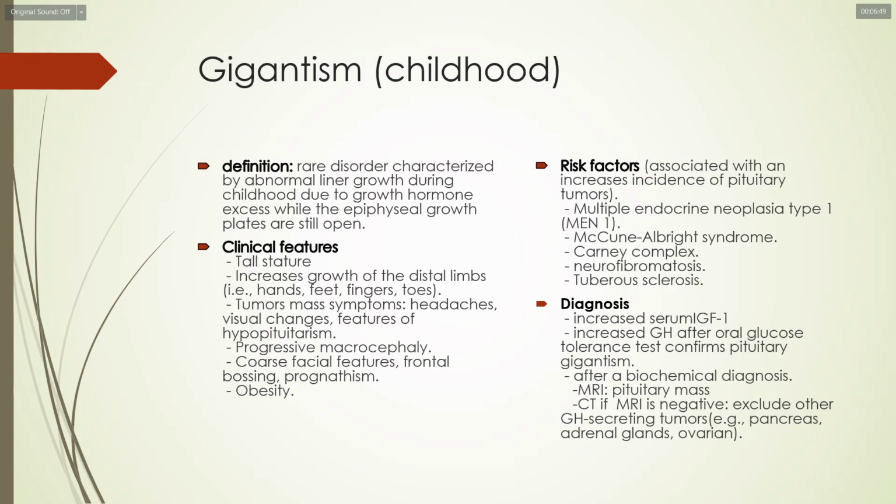Diagnosis of gigantism is by increased serum IGF-1, and increased GH after an oral glucose tolerance test confirms pituitary gigantism. After a biochemical diagnosis, we may use MRI to check for pituitary masses, and CT if MRI is negative to exclude other GH-secreting tumors like in the pancreas, adrenal gland, or ovary. Next.